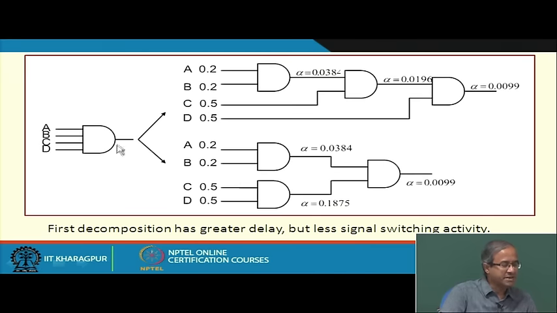Well, obviously, from the point of view of delay, this one will be better because there are 2 levels of gate delay, but here there are 3 levels of gate delay, so delay will be more. But from power consumption point of view, which one is better? Let us see. I have assumed that the signal probabilities are like this: 0.2, 0.2, 0.5, 0.5. Let us work out.